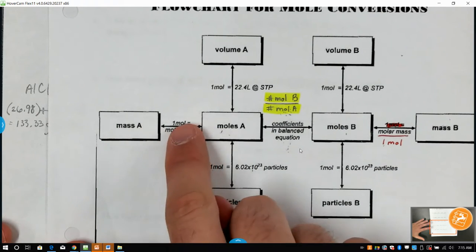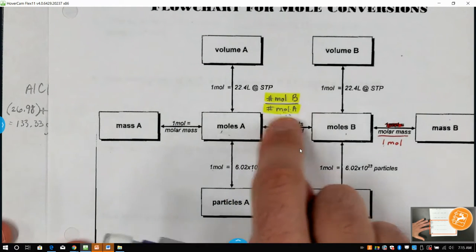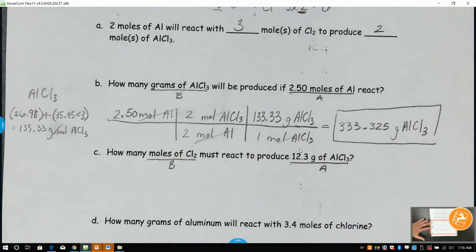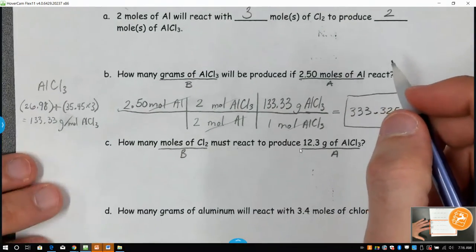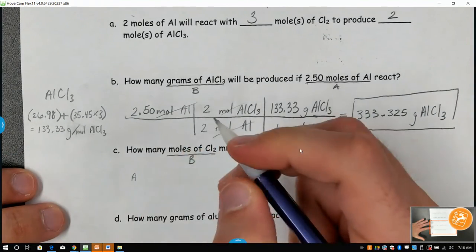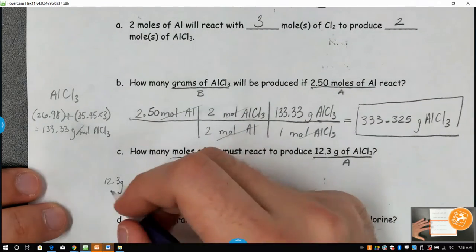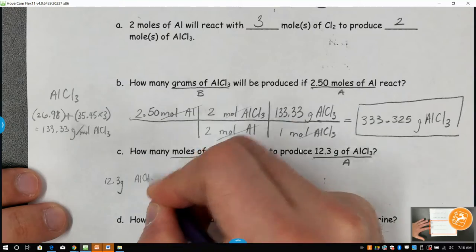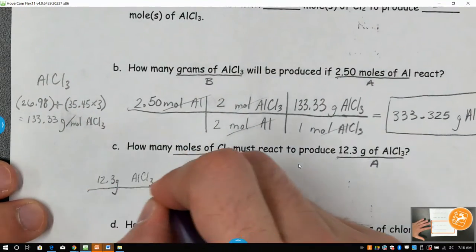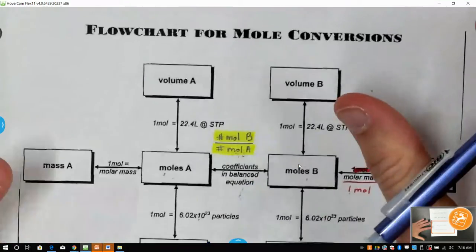So our conversion here is going to be 1 mole of A over its molar mass, and then our mole ratio from the balanced equation. So take what we're given and put it in the starting spot: 12.3 grams of AlCl3. So that is here.